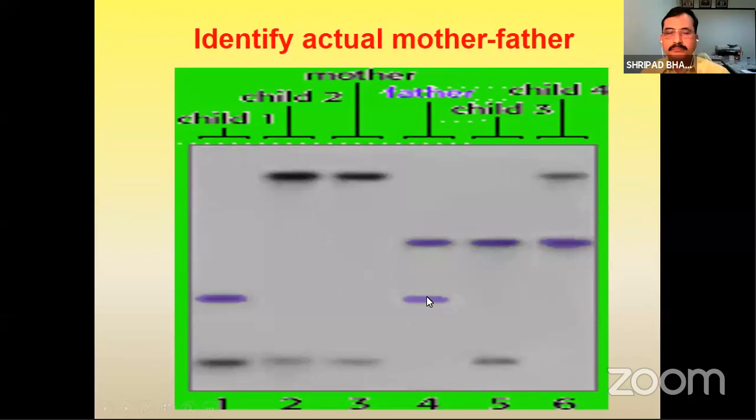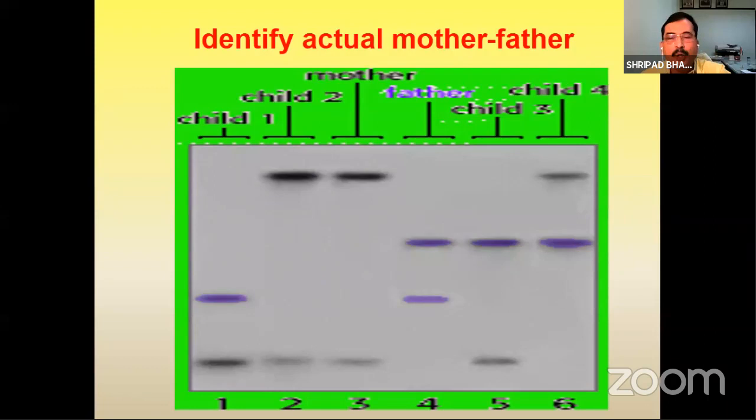Very nice. Now you have child one having two different bands. Child two, two different bands. Child three, these two different bands. And child four, these two different bands. Now you have to tell which child belongs to this couple and which child does not belong to this couple. Can you do this exercise?